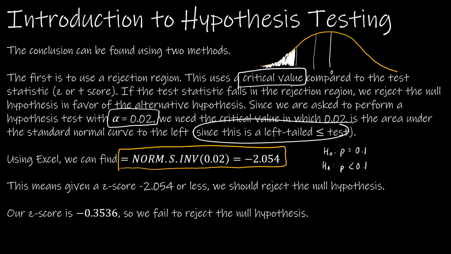If I get a score of negative 2.054 or less, I should reject the null. If you'll recall, our z-score was negative 0.3536, so somewhere in here. So is that in the rejection region? No, so we should not reject the null hypothesis. We're going to fail to reject the null hypothesis. Now what does that mean? We're going to talk more about that in a little bit. For now, just know if it's in the region, we reject. If it's not in the region, we fail to reject.